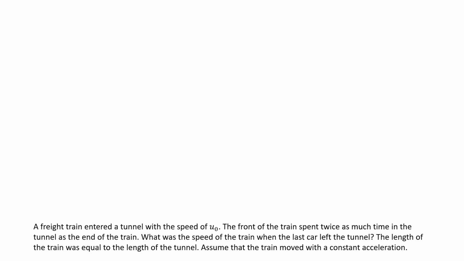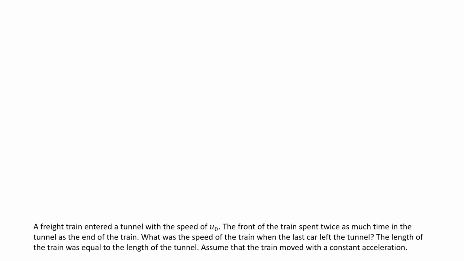Today we're going to be solving a problem that's written on the bottom of the slide. So we have a freight train that enters a tunnel with a speed of u naught. The front of the train spent twice as much time in the tunnel as the end of the train. What was the speed of the train when the last car left the tunnel?